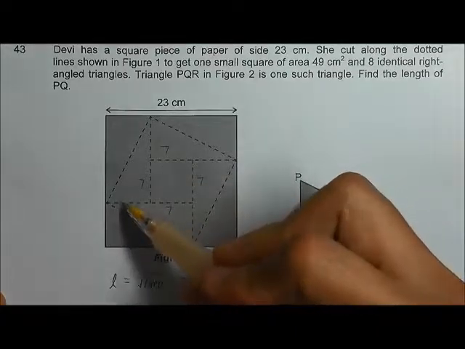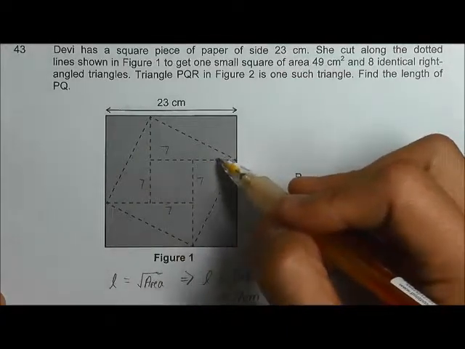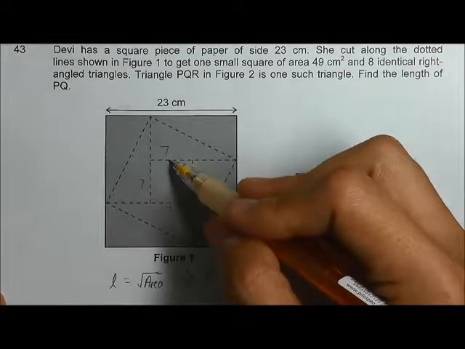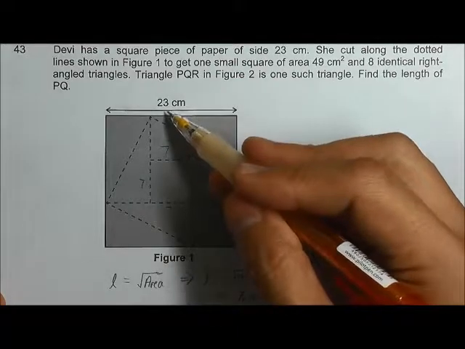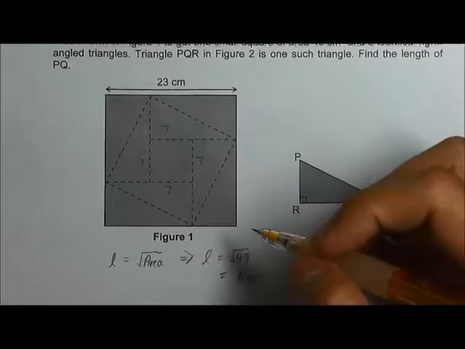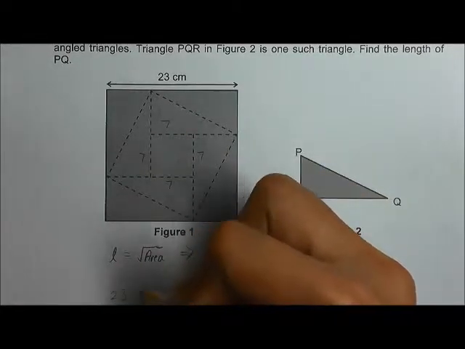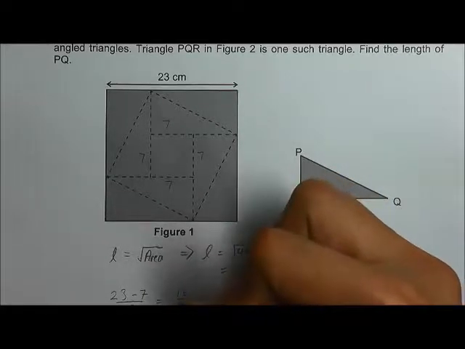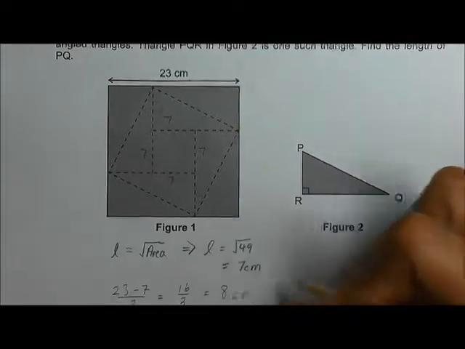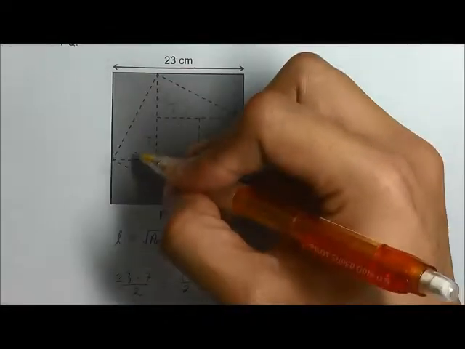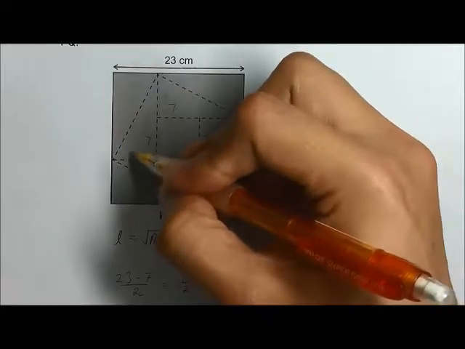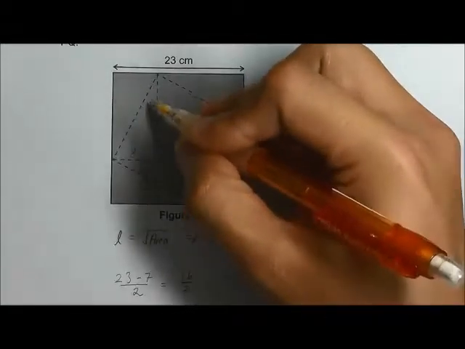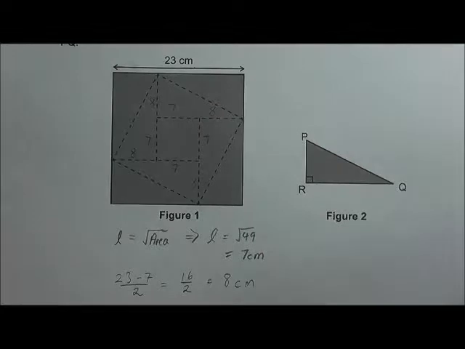And we have the base of the triangle here. 1 base, 2 base, plus the length of the square. That will give us 23 cm. So what we can do is this 23 minus 7 divided by 2. That will give us 16 over 2, 8 cm. So each of the base of the triangle will be 8 cm, 8 cm, 8, and 8. Okay, so this is what we have.